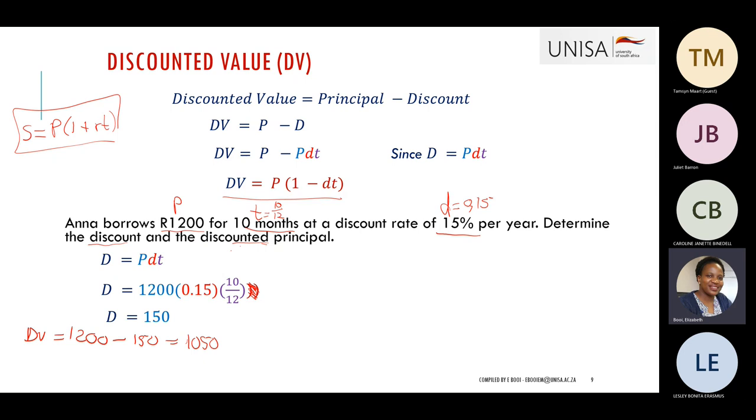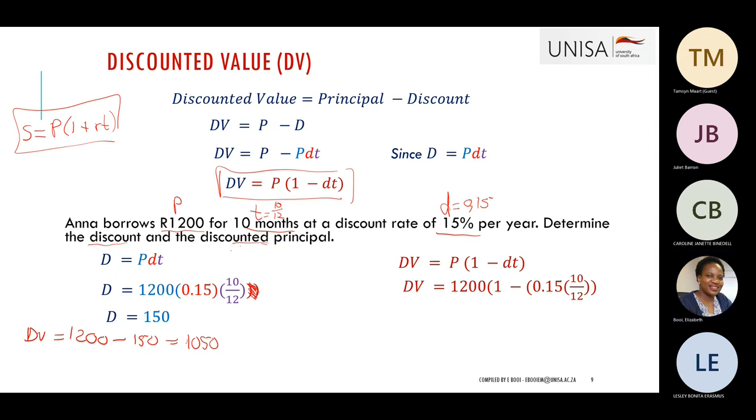Alternatively, to answer the discounted principal, you can use the last formula, where the discounted value equals P times 1 minus dT. If I substitute, P is 1,200, 1 minus 0.15 times 10 over 12. The answer we get will be the same as just using the first method. So you still get 1,050 in both cases.